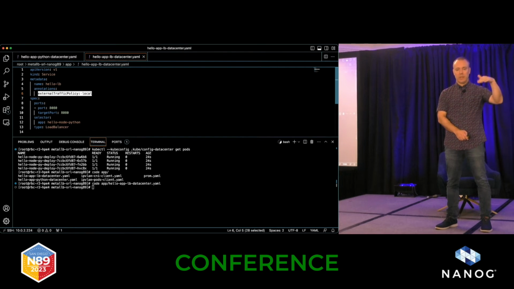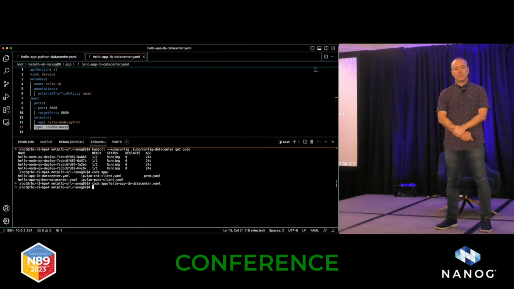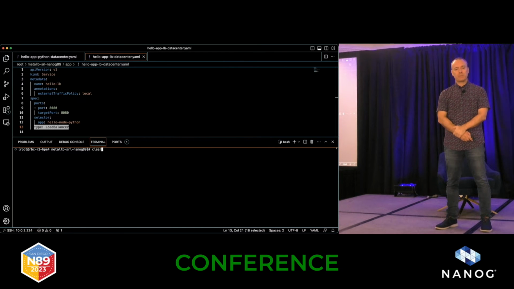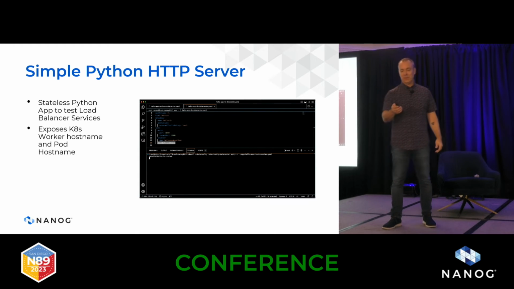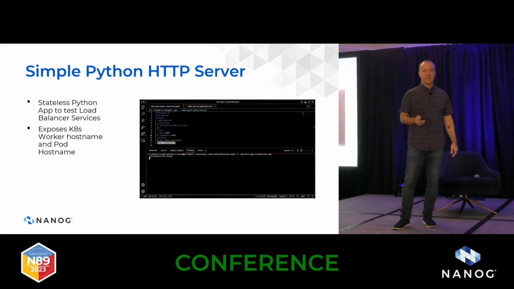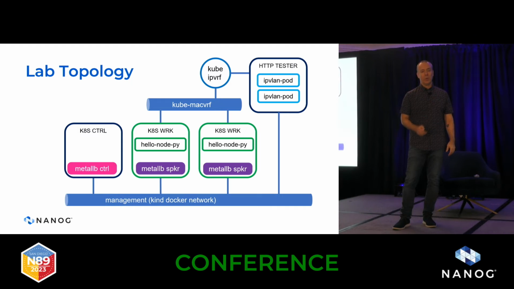Remember, I just created the BGP relationship with the leaf and everything. And when I'm applying this load balancer service, I think I went too far ahead on my slides. It's coming. I just wanted to show you how to create the load balancer service and the Hello node. But before going further in this presentation, I'm going to show you the topology.